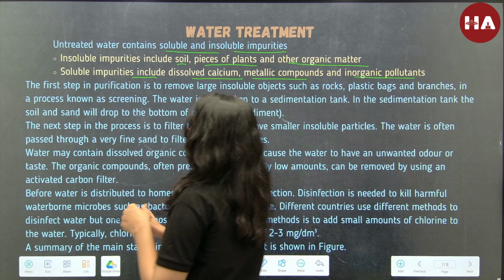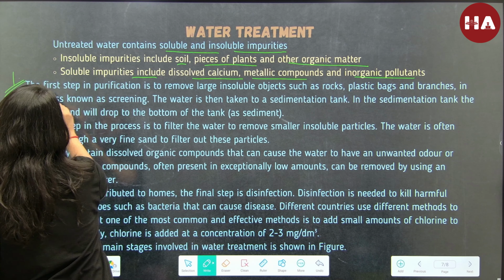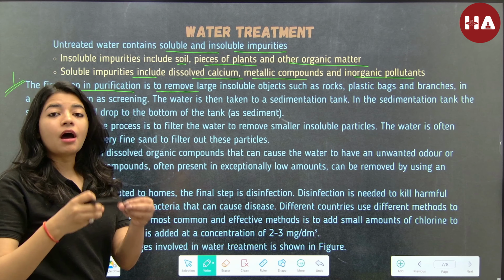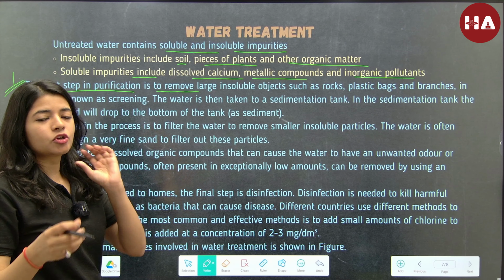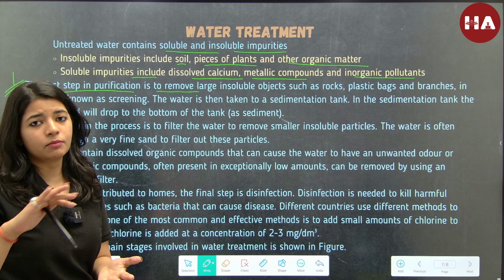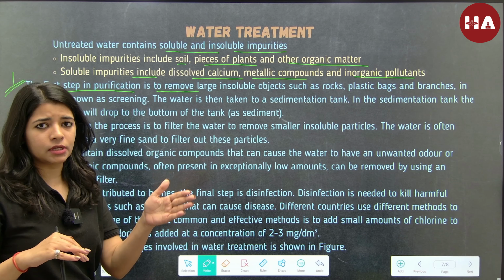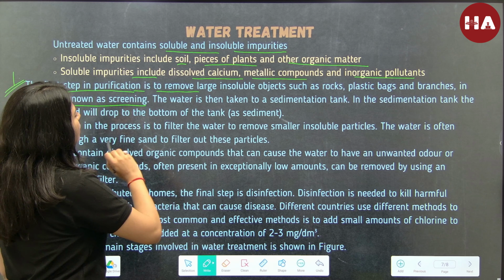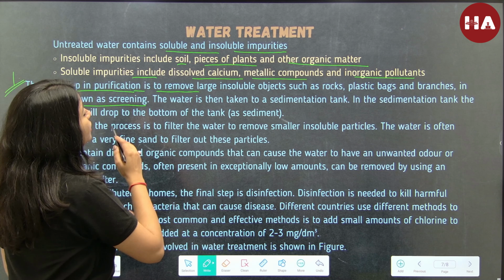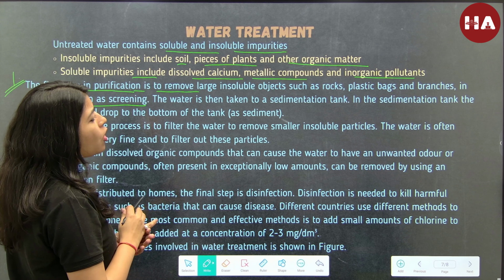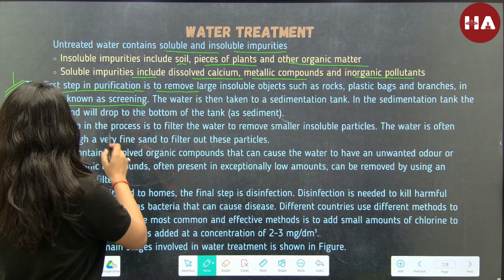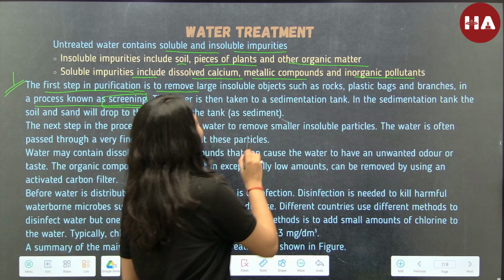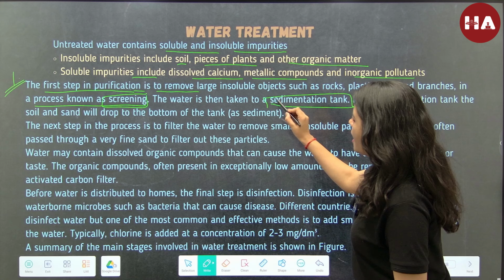So the first step is water, from which the large insoluble substances such as rocks or plastic are removed through a screening process. So the first step is your screening process, in which the large insoluble objects such as rock, plastic bags, and branches are removed. The water is then taken to a sedimentation tank. Okay, after this what happens?